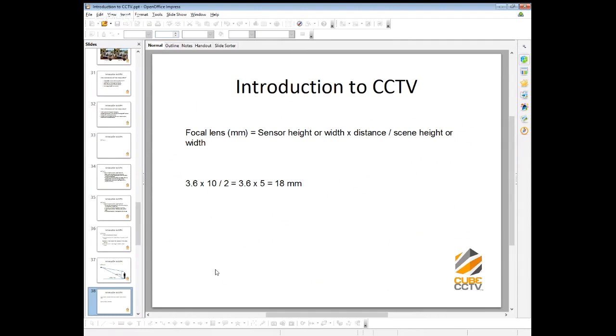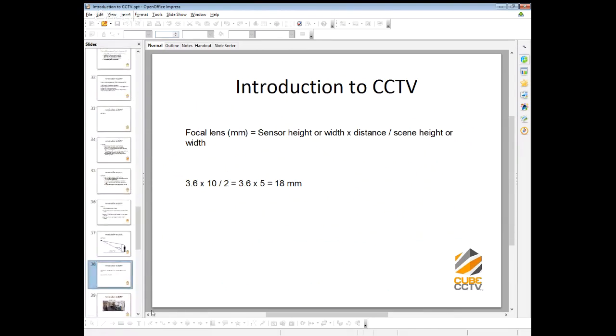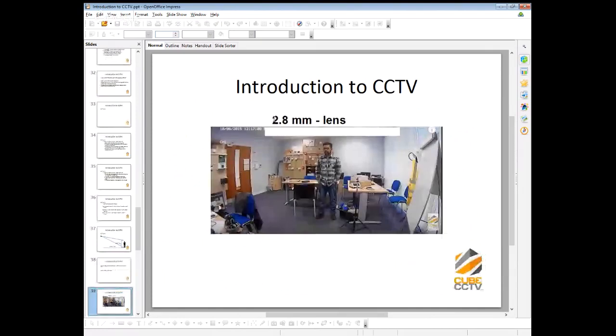Now, there are a lot of CCTV lens calculators that you could download or apps, and you could apply these figures and see what you get. It will be exactly the same results. Okay, so this is what I'm talking about. Now, I'm using a 2.8 millimeter lens. I can see the whole room there. That's myself, right?